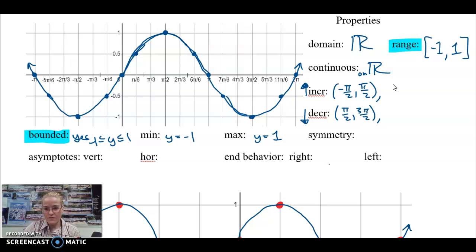And then what happens at 3 pi over 2? Well, it starts increasing again, all the way up to, where will it peak over here? 5 pi over 2. How did you do that? Well, I'm counting by pi's over 2.